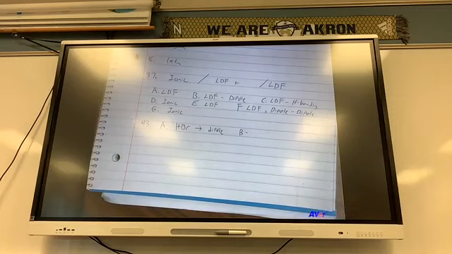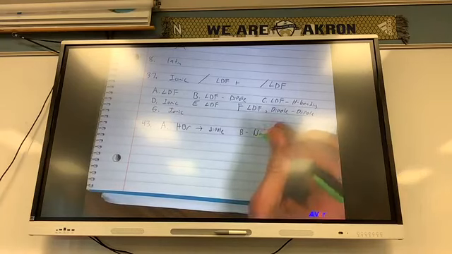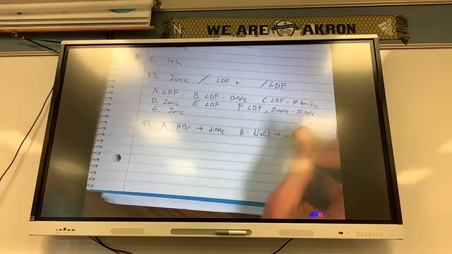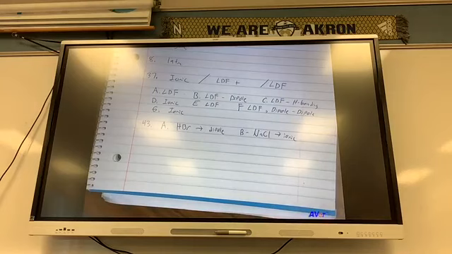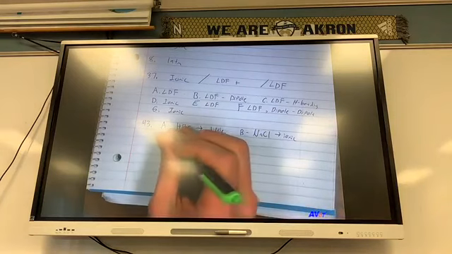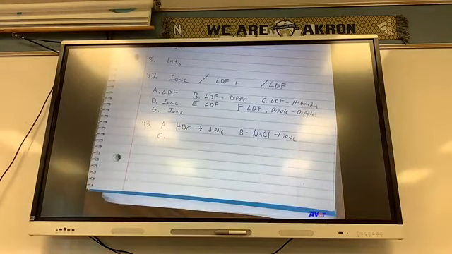Okay, so 43, which one has the strongest? NaCl. Why? It's ionic. C: lowest vapor pressure. That means the least evaporation. So we're looking for the least intermolecular forces.